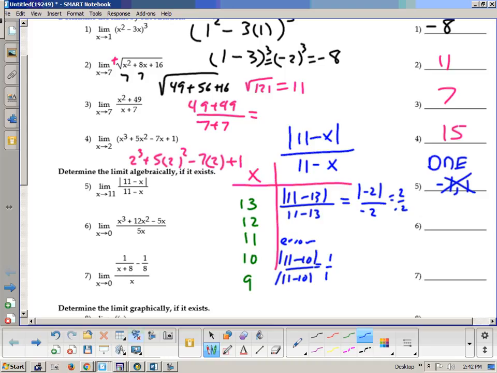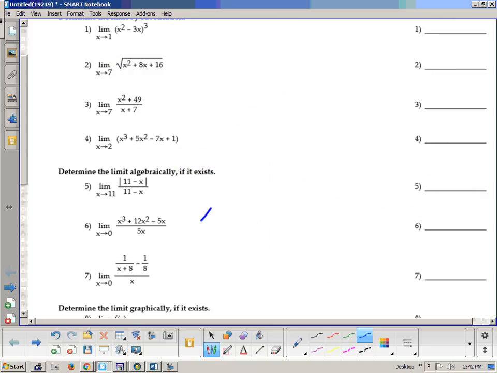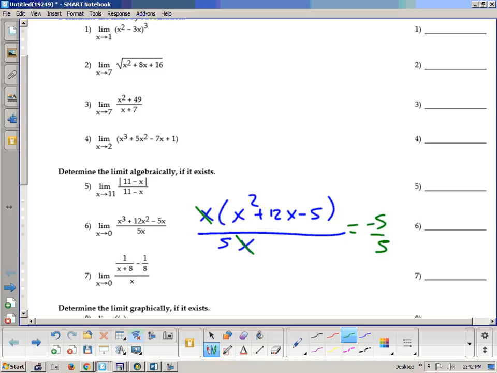So looking at 6, we can factor an x out of the top: x squared plus 12x minus 5. When you factor that out, these are going to cancel. And the limit, x is going to 0. So you're going to end up with negative 5 over 5 when you put zeros in for everything after you cancel the x's. And negative 5 over 5 is negative 1 for 6.